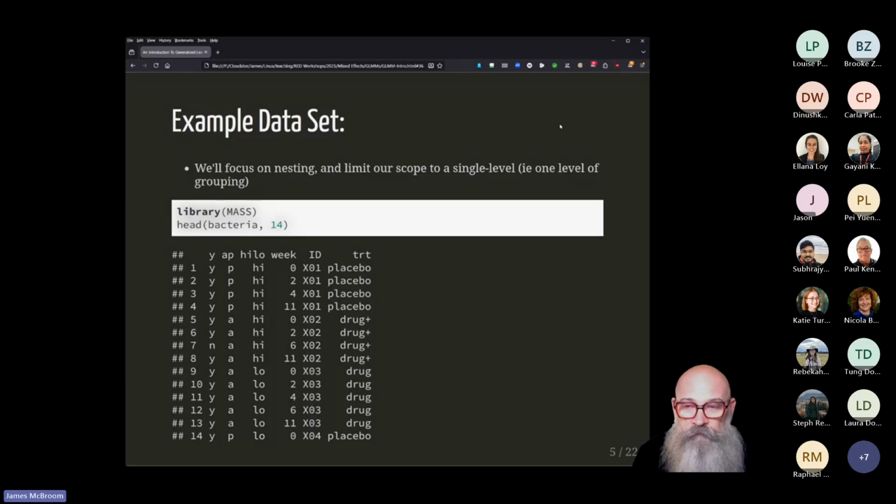So we followed numerous children through time, which is the week here. We followed them at 0, 2, 4, 6, and 11 weeks, with some missing here and there. Each of these children were repeatedly measured. Half the children were randomly allocated a drug, the other half were randomly allocated a placebo.